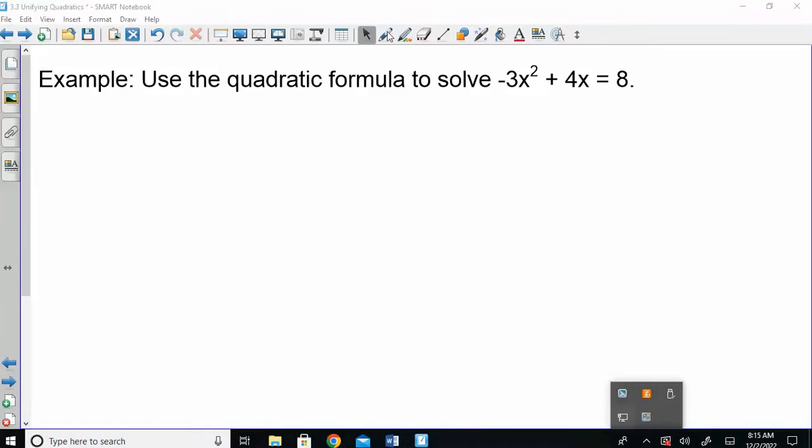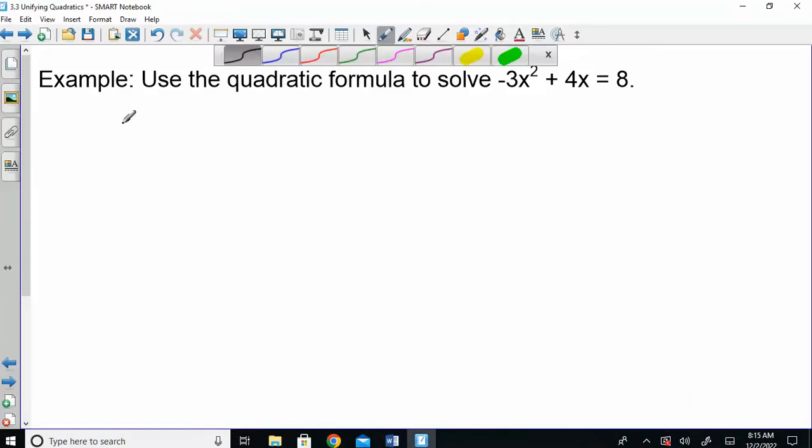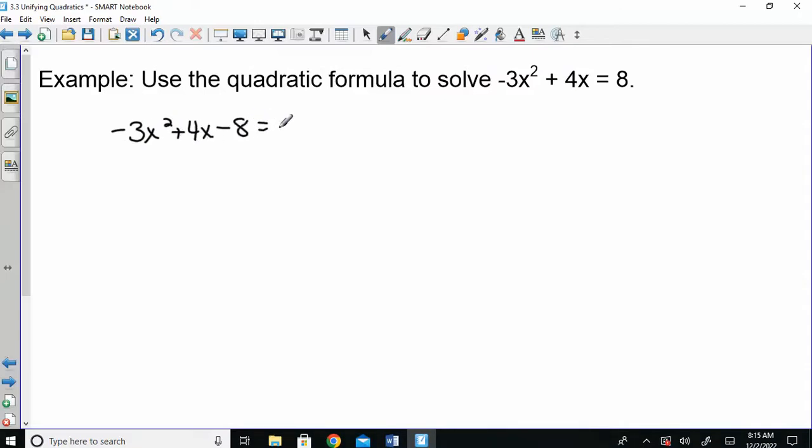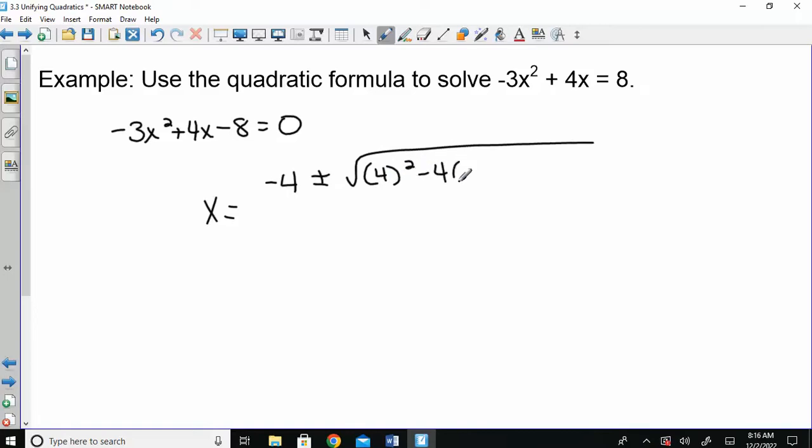All right, what do you have to do first on this one? Get the 8 on the same side. Does it matter which side you take everything to? No. Everything goes down one side, so I'll show you. So x equals the opposite of b plus or minus the square root of b squared minus 4 times a times c, all over 2a.